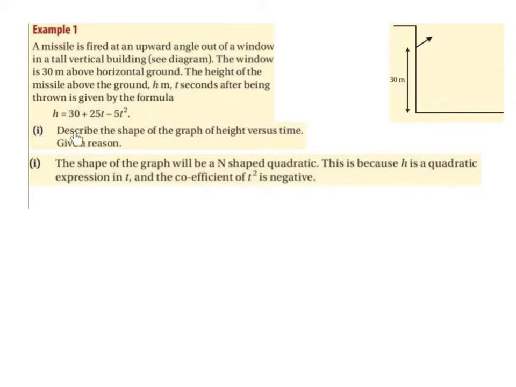So, part 1. Describe the shape of the graph of height versus time. Give a reason. The shape of the graph will be N-shaped, quadratic. This is because h is a quadratic expression in t. So that means we have a t squared, so it's quadratic. And the coefficient of t squared is negative. So we have minus 5t squared, which means we're going to have an N-shaped graph.